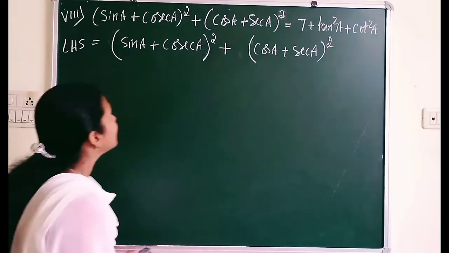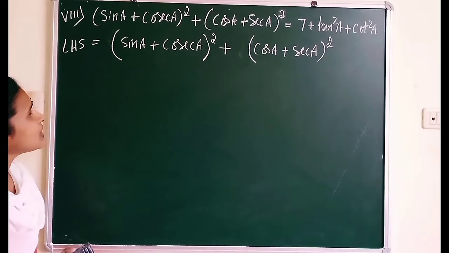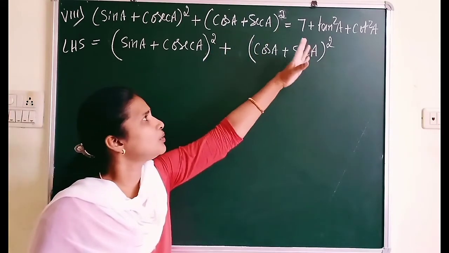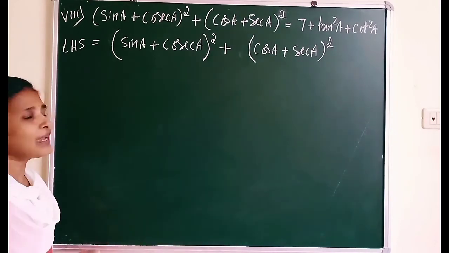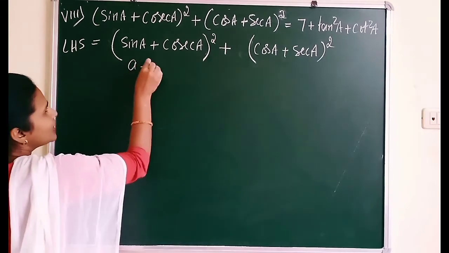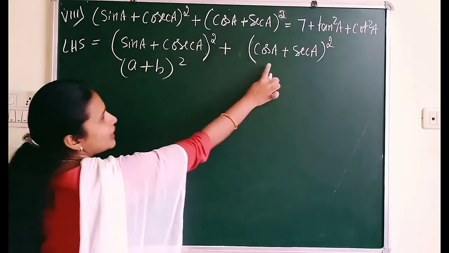So the next is question number 8. What he has given is (sin a + cosec a) whole square plus (cos a + sec a) whole square equal to 7 plus tan square plus cot square. So now I am taking LHS. You can observe in both the terms they are looking like (a + b) whole square.